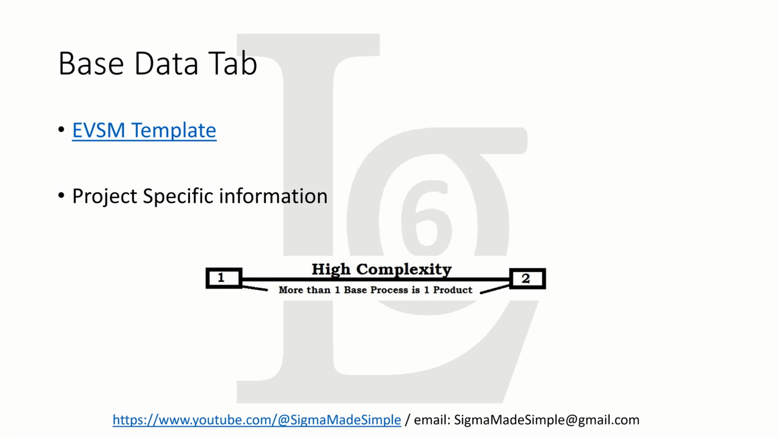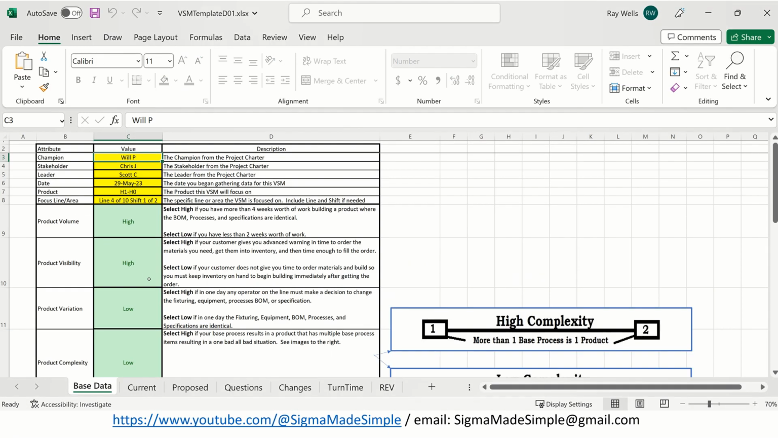So the base data tab, we pull that up. Notice that it's going to have project specific information. And in this case, it's going to be a high complexity product. I have actually 96 connectors on one side and nothing on the other. But go through this really quickly. So I filled this in to save us some time. On the base data tab, you're going to see yellow cells. These cells are what you're going to interact with.